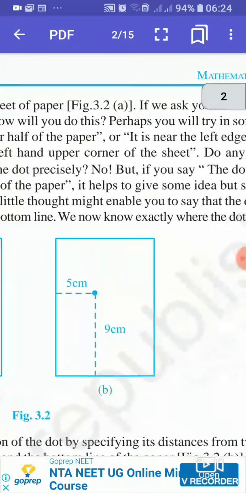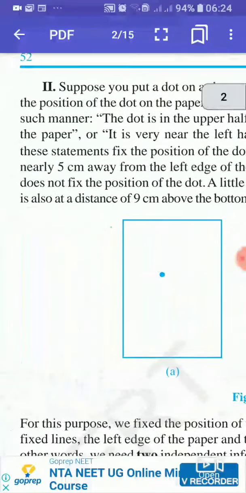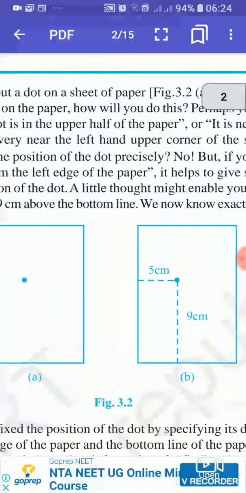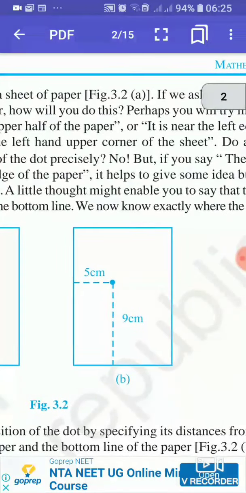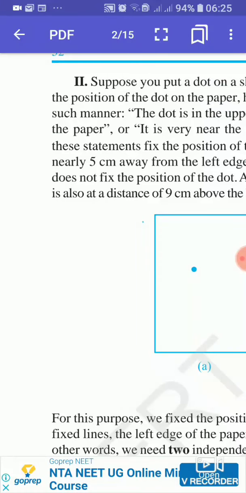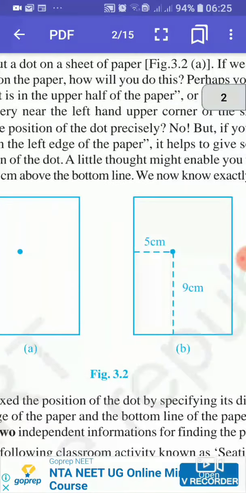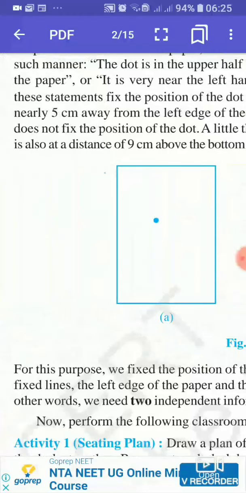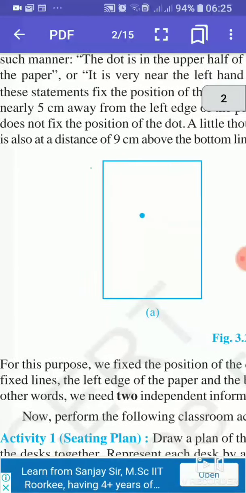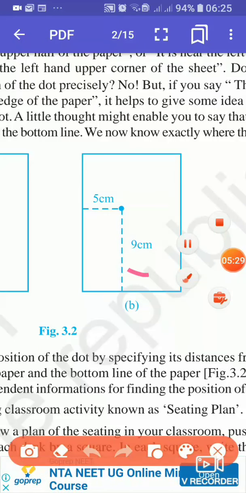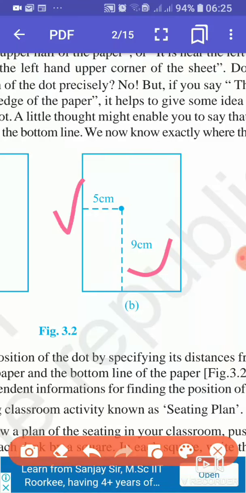No. But if you say the dot is nearly 5 centimeters away from the left edge of the paper, it helps to give some idea, but still does not fix the position of the dot. A little thought might enable you to say that the dot is also at a distance of 9 centimeters above the bottom line. It is situated 9 centimeters above the bottom line and 5 centimeters from the left edge.